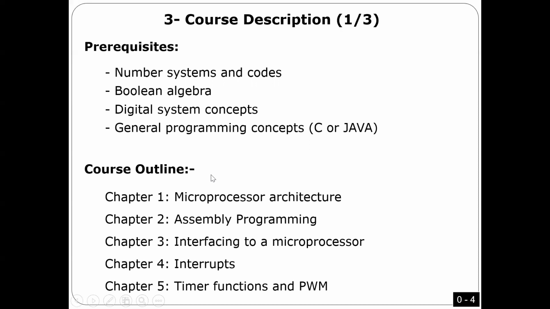So here, we're going to have 5 chapters. In the first chapter, I'm going to talk about the microprocessor architecture. In the second chapter, I'm going to talk about assembly programming, okay? And then I'm going to talk about interfacing to microcontrollers. So microprocessor, interrupt, timer function, and pulse width modulation.